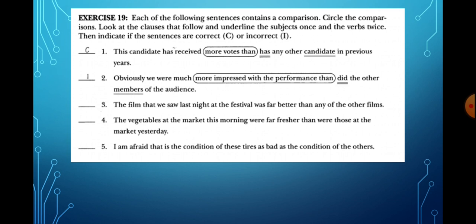Any of the other films is just compared to without any verbs added, and there is no inversion. So the sentence is correct, just a normal sentence.